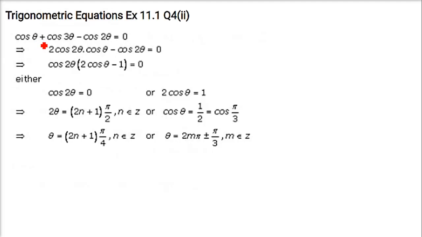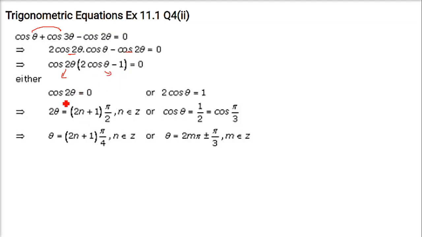Cos theta plus cos 3 theta minus cos 2 theta equal to 0. Same thing we are going to do. What we'll do, we'll take this cos 2 theta and we'll combine these two. So cos theta plus cos 3 theta, we know the formula. It will be 2 cos 2 theta cos theta minus cos 2 theta. Now take cos 2 theta common. When you take it common, you will get 2 cos theta minus 1 inside. Now either cos 2 theta is 0 or 2 cos theta minus 1 equal to 0.